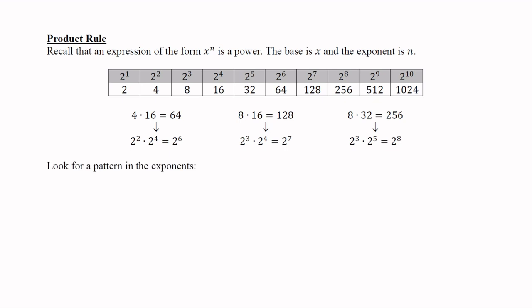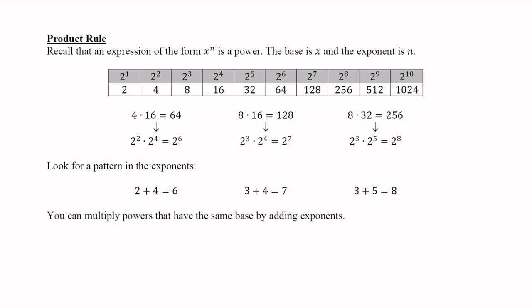Now let's look for a pattern in the exponents. If you look at the exponents, you have 2, 4, and 6. And we know that 2 plus 4 equals 6, so that is a true statement. Let's see if the same holds true for the second one. We have a 3, a 4, and a 7. Well, 3 plus 4 does equal 7. And if we look at the last one, 3 plus 5 does equal 8. So we have found that we can multiply powers that have the same base by adding exponents.